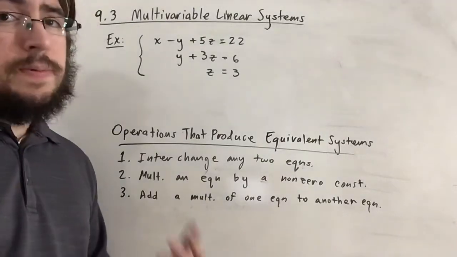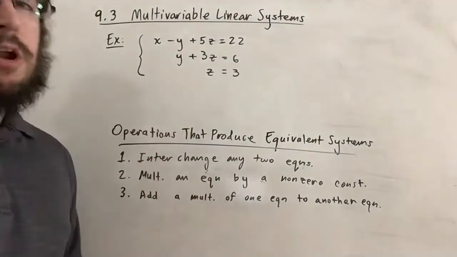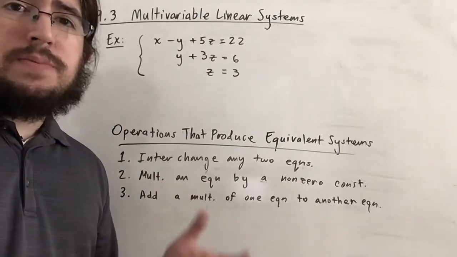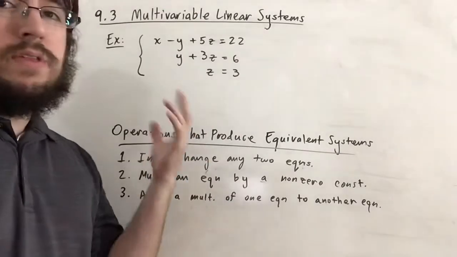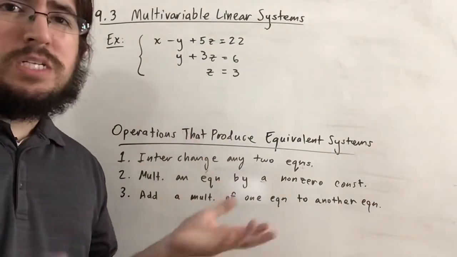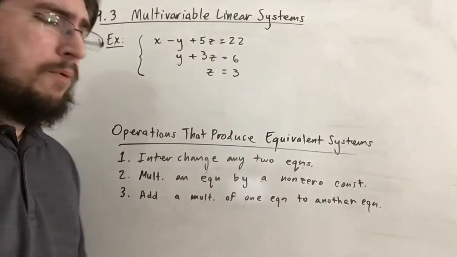Hello everyone, this is chapter 9.3 where we'll be discussing multivariable linear systems. Basically, a multivariable linear system is a linear system that involves more than two variables, usually. Two variables would just be a two-variable linear system that we saw from 9.2.